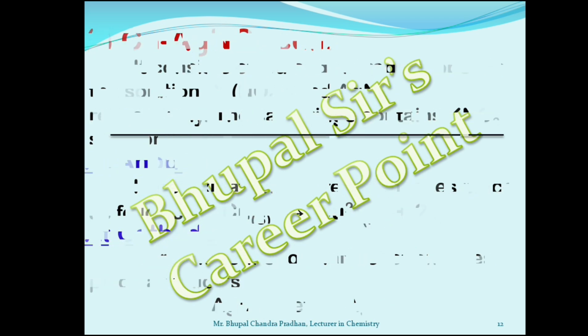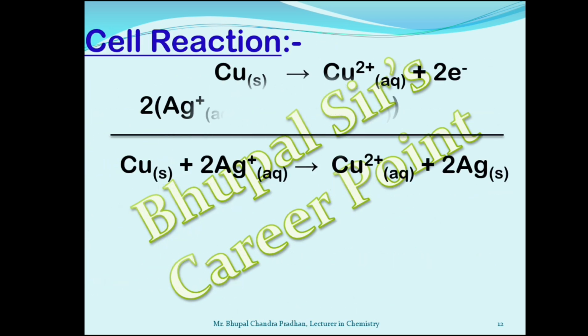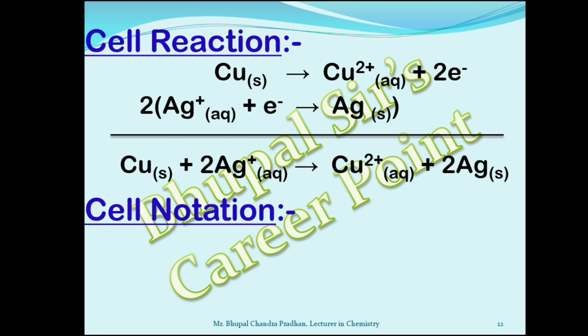So what is the net cell reaction? Copper dissolves as Cu2+ into the solution and 2 electrons are lost here. 1 electron is gained by the Ag+ ions from the solution and reduces to silver solid. To balance the electrons, we multiply the cathode reaction by 2, and by adding these two we get copper solid plus 2Ag+ aqueous gives Cu2+ aqueous plus 2Ag solid.